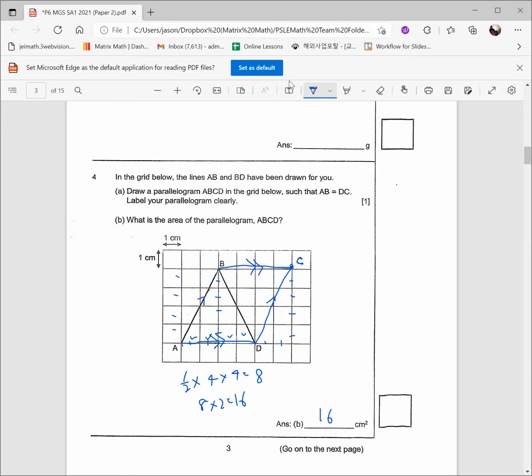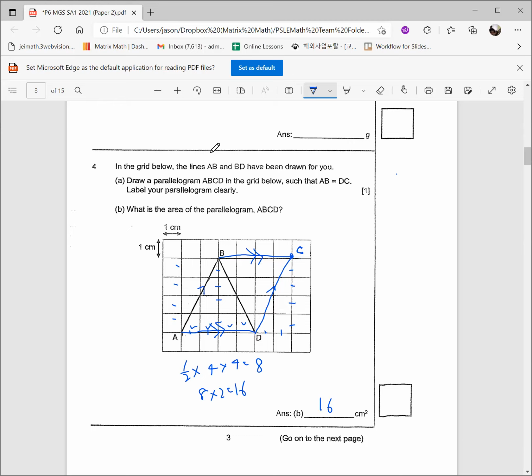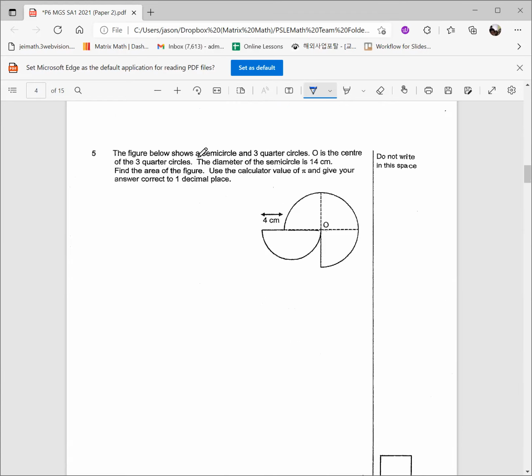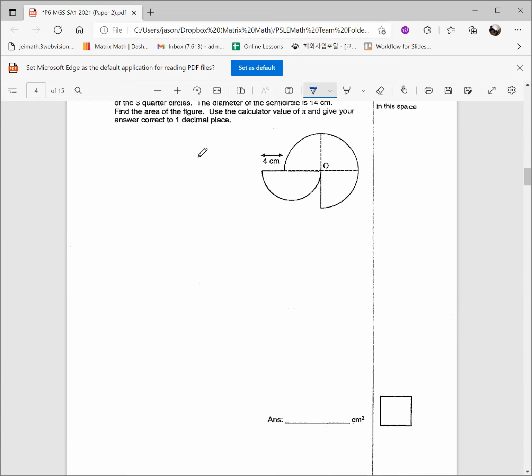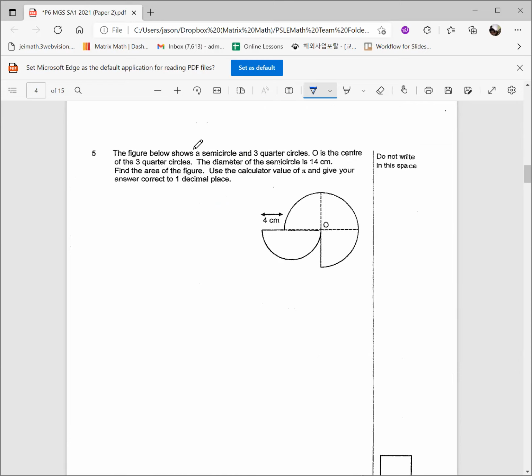Okay. Now let's look at question number 5. Any question? Question 5? No? Okay, anyway, I'll explain. So the figure below shows a semicircle and 3/4 circles. O is the center of the 3/4 circles. The diameter of the semicircle is 14 centimeters. Find the area of the figure. Use a calculator value of pi and give your answer correct to 1 decimal place.